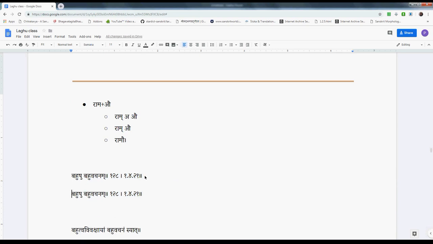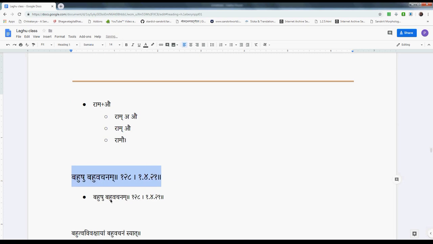So this is a Vidhi sutra which tells you Bahushu, if there are many Ramas, then what do you do? You add Bahuvachana Pratyaya. Bahushu Bahuvachanam Pratyaya Syat. This Pratyaya Bahuvachanam, which is Sanya, was given through that Trini sutra. Each of these are divided into triads. They get particular sanyas, and this is a Vidhi of that sanya, to be added here, and that is the Bahuvachana Pratyaya.